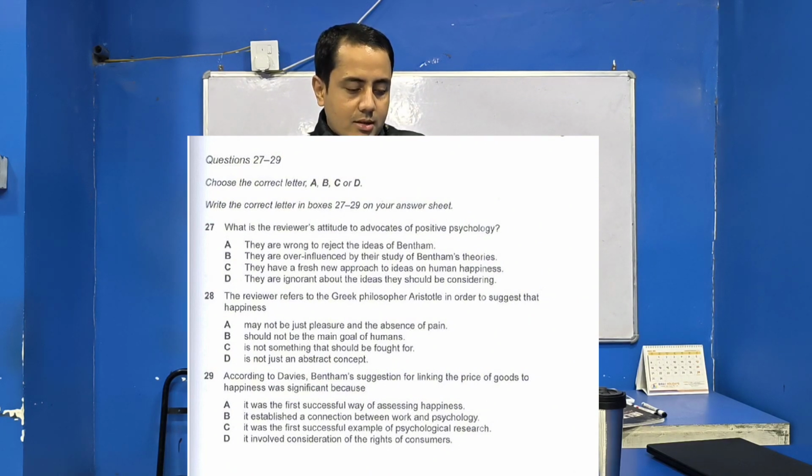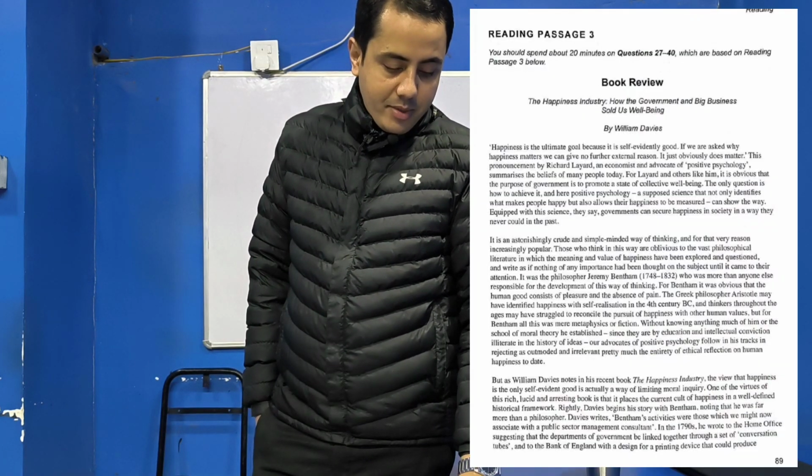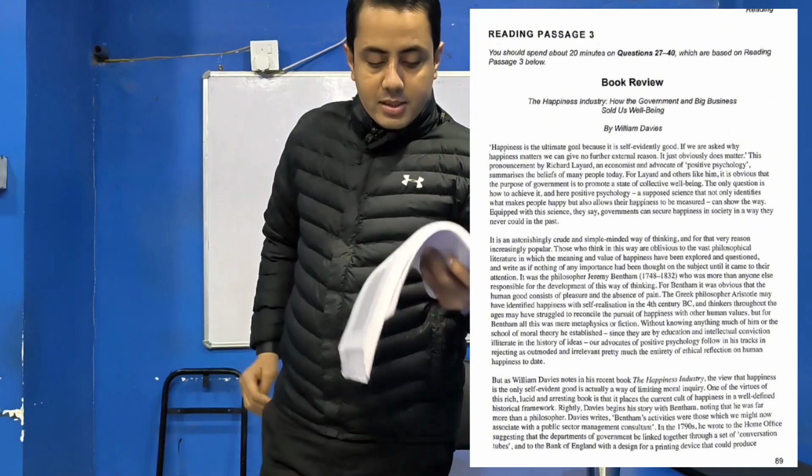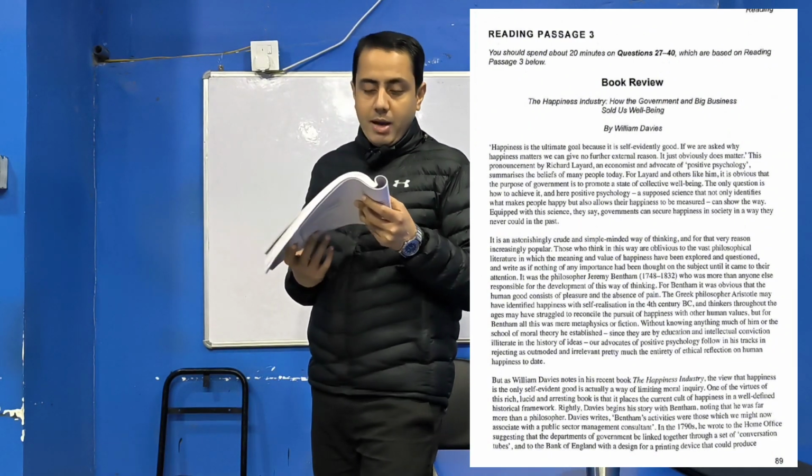So let us look at this text. First of all, the title of the passage, it says book review, The Happiness Industry: How the Government and Big Business Sold Us Well-Being, by William Davies.